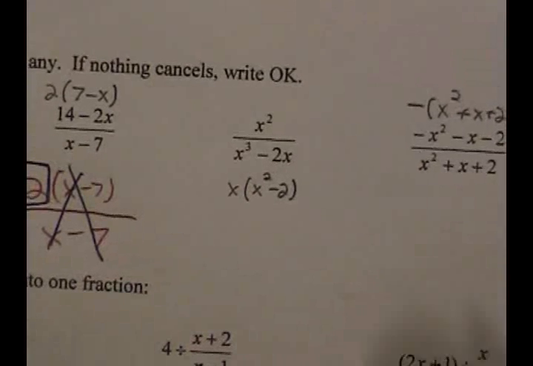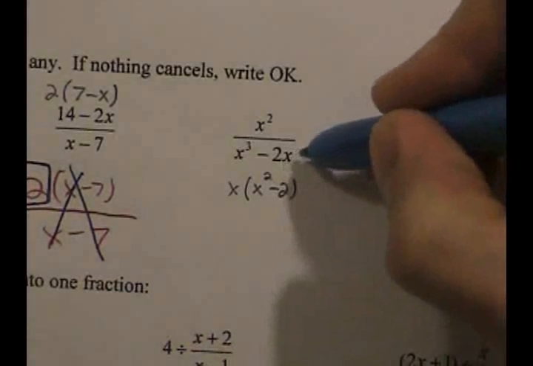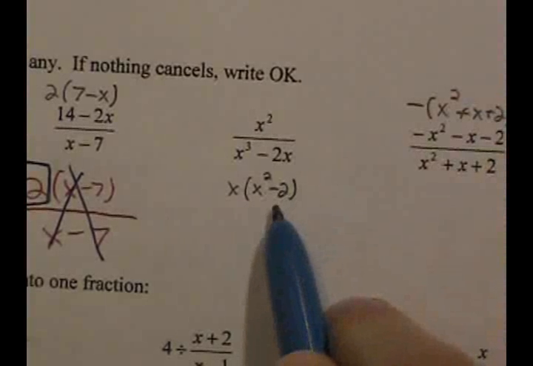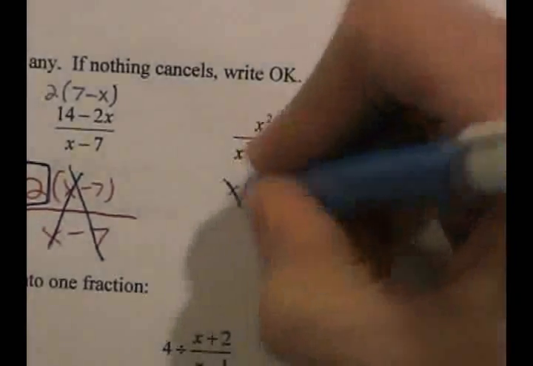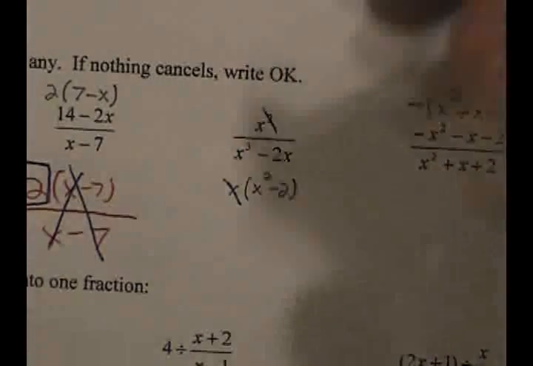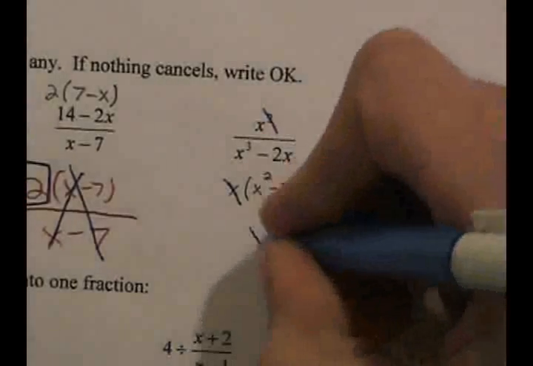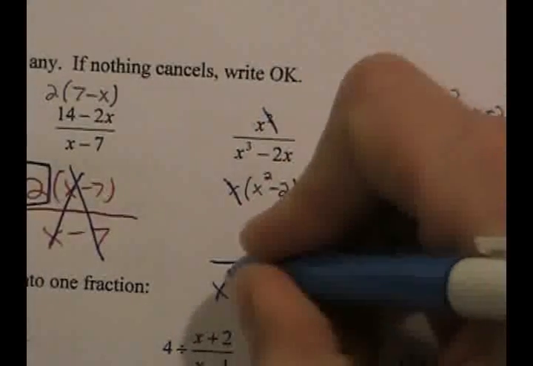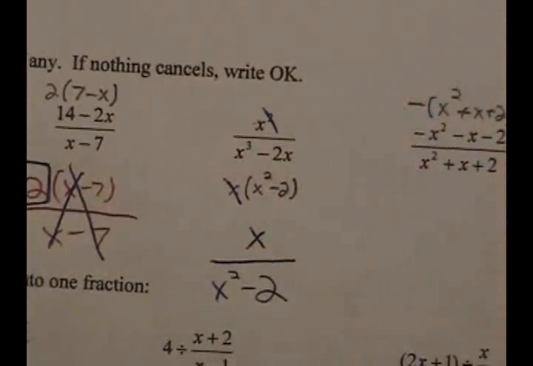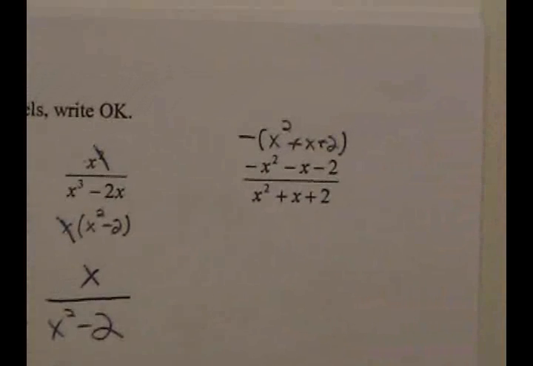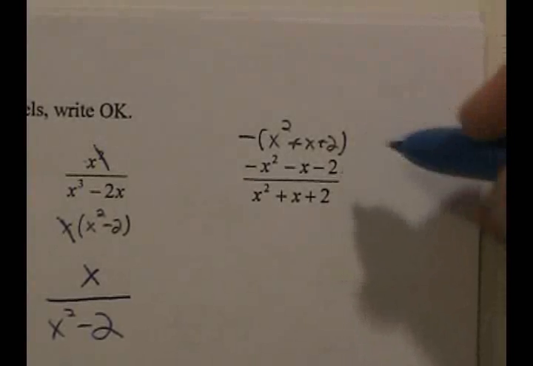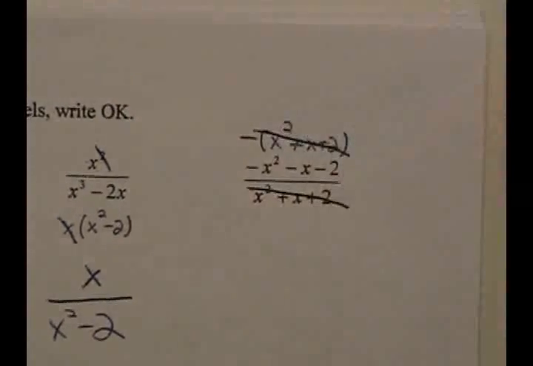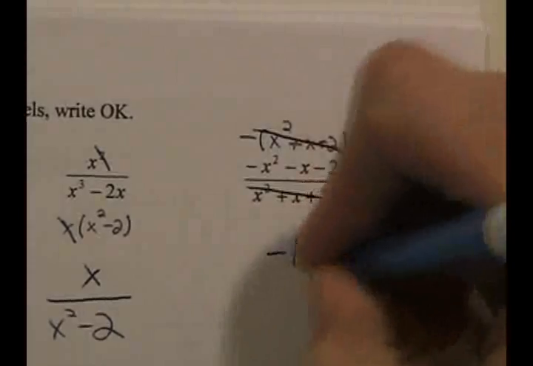This last one. You can factor out an x, and then this factors into x plus radical 2 and x minus radical 2, but clearly that doesn't appear on top, so we don't have to bother factoring it. But this will cancel with one of the x's on top because this is x times x, and so this results in x divided by x squared minus 2, and that's as good as it's going to get. And the top one here, factor out a negative 1 from everything, and then you realize that they all match, so the top matches the bottom, and you're left with negative 1.